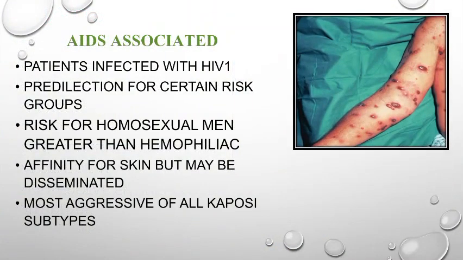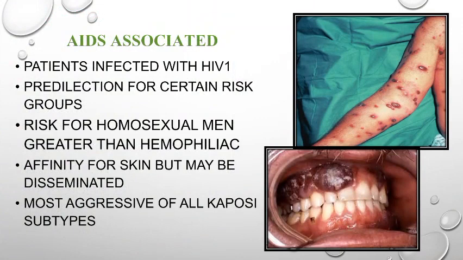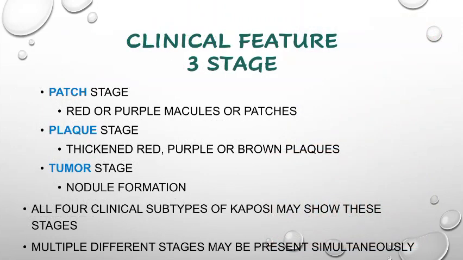AIDS associated Kaposi sarcoma. Patient infected with HIV-1. Predilection for certain risk groups. Risk for homosexual men greater than hemophiliacs. Affinity for skin but may be disseminated. Most aggressive of all Kaposi subtypes.